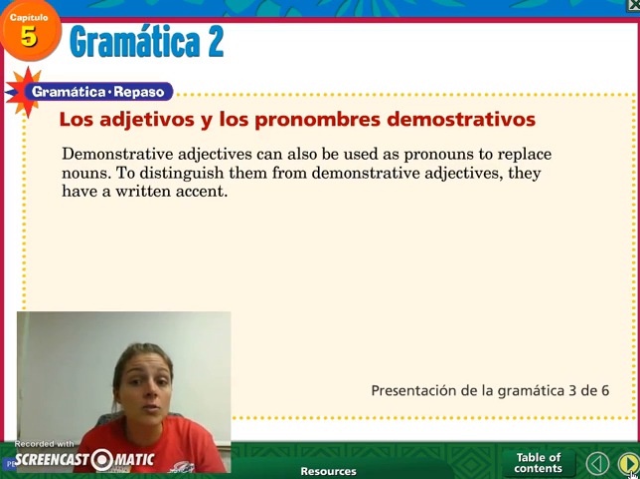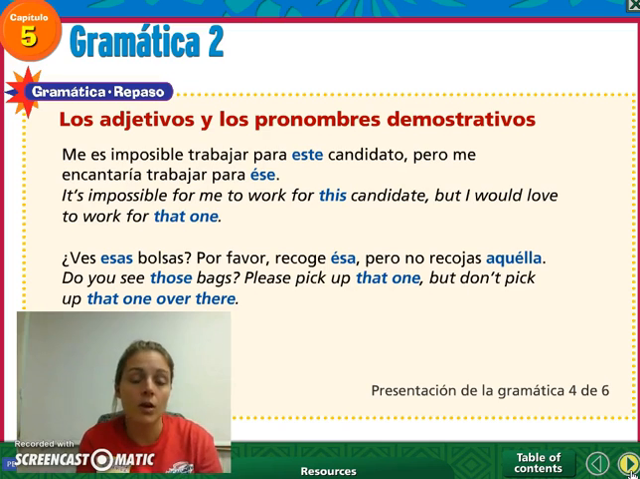Demonstrative adjectives can also be used as pronouns. Remember, pronouns are the things that replace a noun. So the way that you can tell the difference between demonstrative adjectives and demonstrative pronouns is an accent mark. All right, so here's some examples of both demonstrative adjectives and demonstrative pronouns. You're going to notice that the demonstrative pronouns have accents on them.